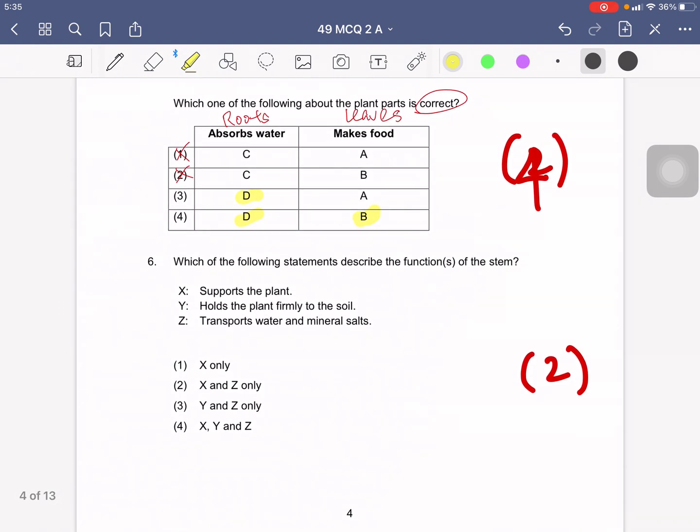Which of the following statements describe the function of a stem? The function of the stem is to support the plant and keep it upright. That's correct. You want the plant to be standing straight so that it can have the leaves at a higher position to get more sunlight, and then make more food. That's one of the functions. For Y, hold the plant firmly to the soil. This is not correct because it's the function of roots. Transports water and mineral salts, that's correct. So the answer will be X and Z, which is option 2.